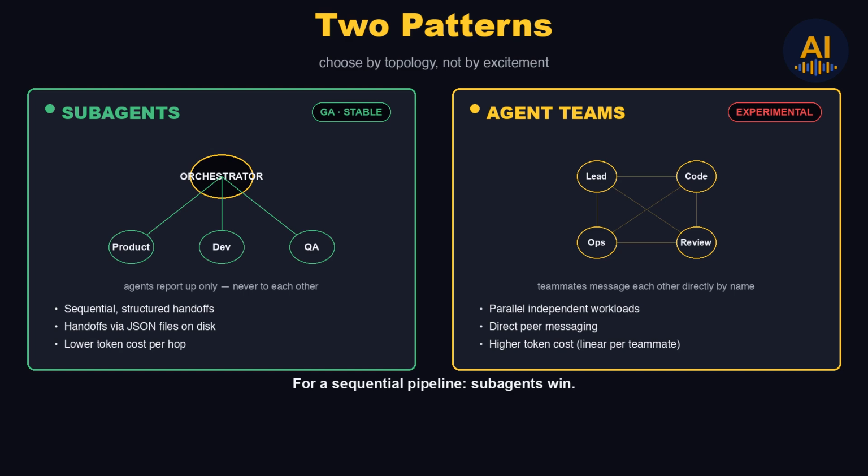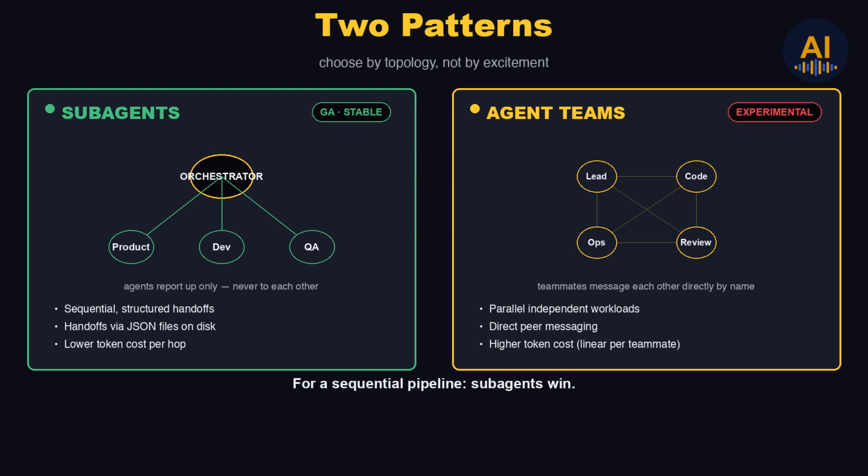Agent teams are experimental, disabled by default. The difference is communication topology. With subagents, an agent can only report back to the orchestrator. Agents never talk to each other. With agent teams, teammates share a task list and can message each other directly by name.